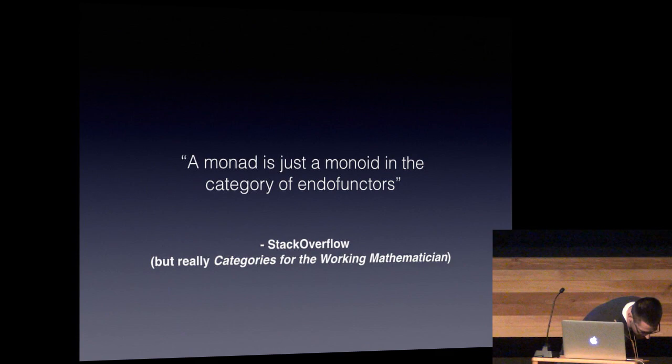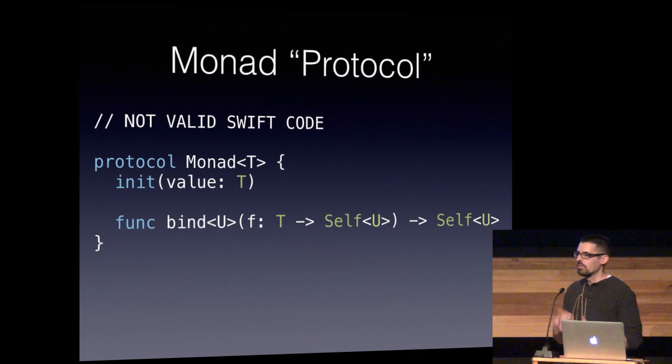So instead, let's say that maybe if you could define a monad protocol in Swift, which you can't, Andy touched on this last time, this is the kind of thing it would look like. So all a monad is, is a type that has two things. You can create one with some value, and it has this bind function. Like I said, this is not valid Swift code. You can't write this. So we're going to talk about some concrete types that actually implement this function.